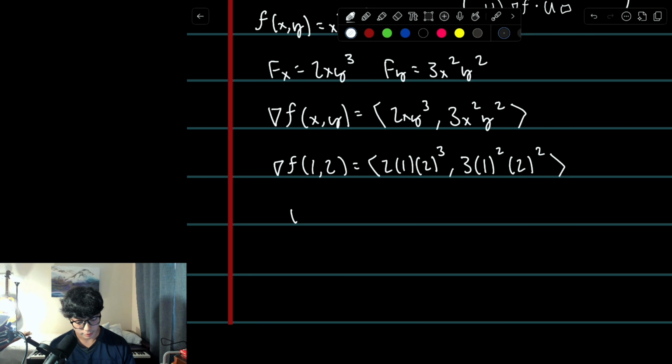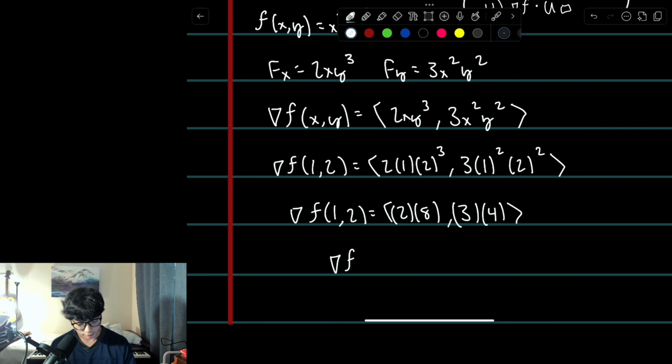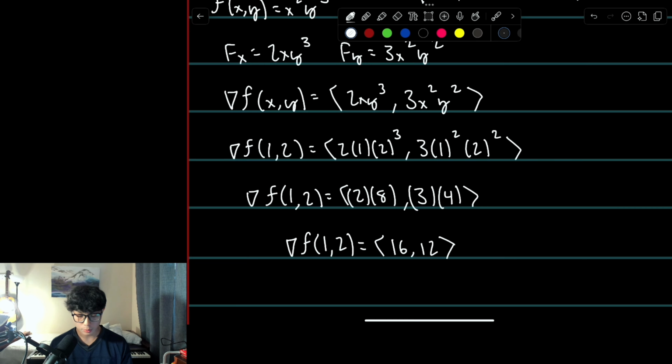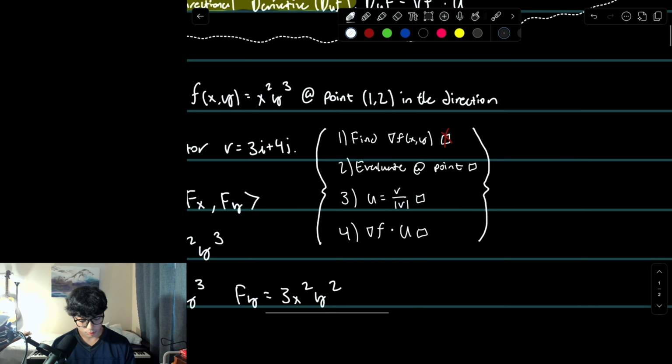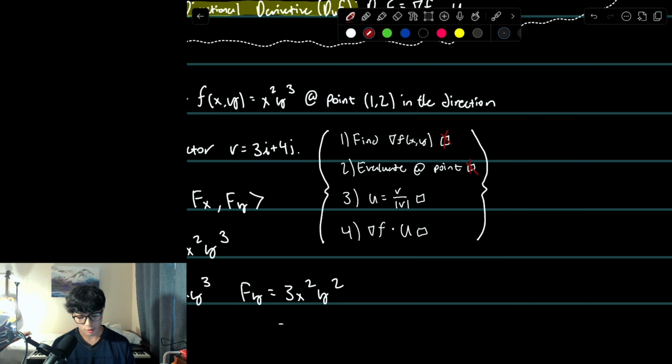Now we can simplify this much further into 2 times 2 cubed, which is 8, comma 3 times 1 squared, which is 3, and then 2 squared, which is 4. And finally, our gradient vector at 1, 2 becomes 16, 12. And again, you can always put it into a different form, such as 16i plus 12j. Same exact thing. So we did our second step, which was to evaluate at a point, which in this case, our point was 1, 2.